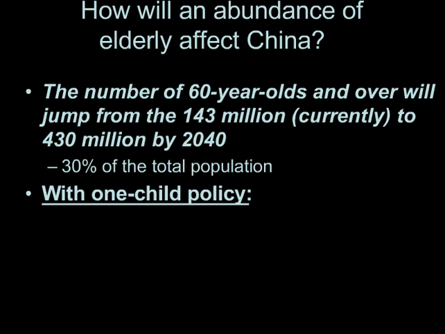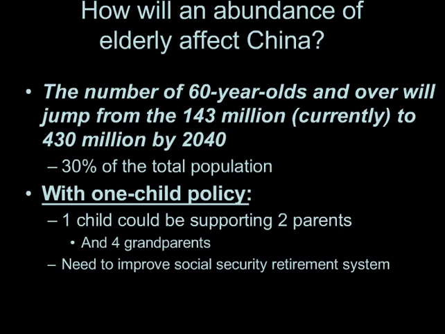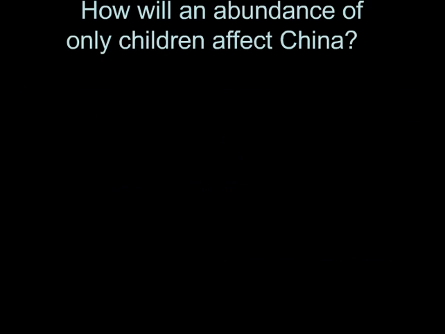With the one-child policy, what it's also going to cause is one child supporting 2 parents and 4 grandparents. And so this is definitely going to put stresses on Social Security systems when you have this inverse system where you have one child supporting all their grandparents and both their parents.